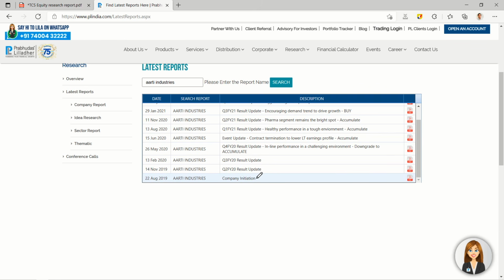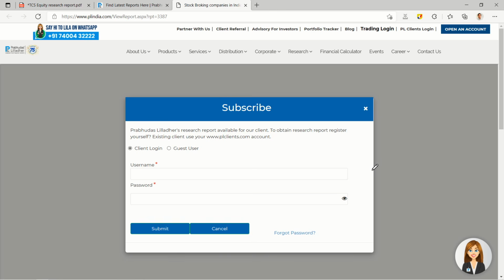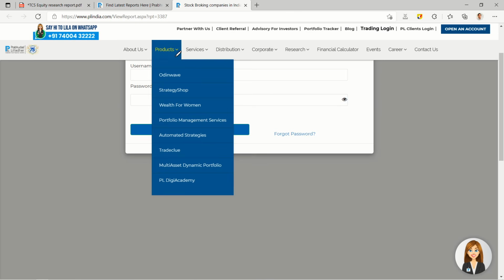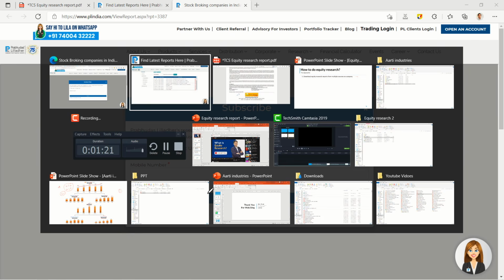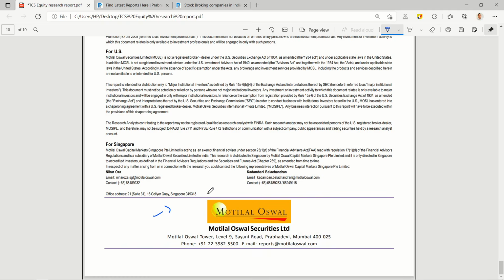So you can download these reports, you can Google, and you can get various equity research reports from various houses. If in case you want to download this, you can click on this PDF. It will ask you for OTP. So click on this guest user, submit your mobile number, click on sign up. After you receive your OTP, put in that OTP over here, and the report will be downloaded automatically. Right? It's very easy. Download these equity research reports from multiple sources. I personally recommend Prabhudas Leeladhar, and then HDFC Securities. These 2-3 sources are good enough.